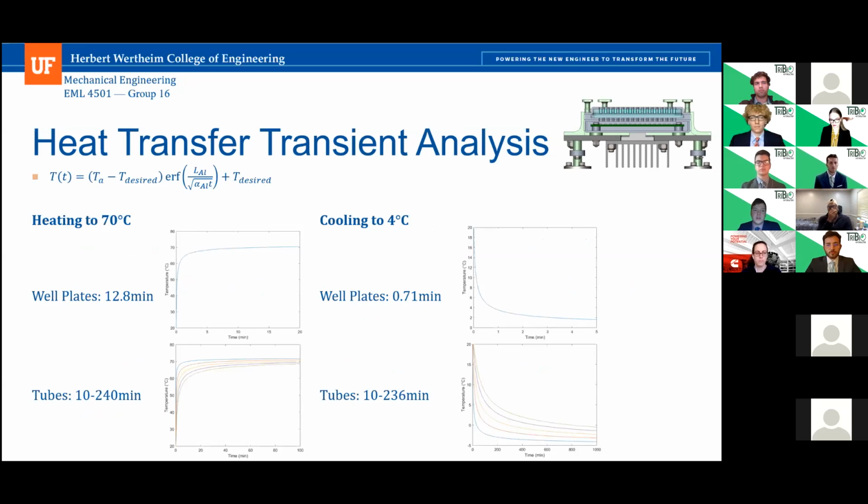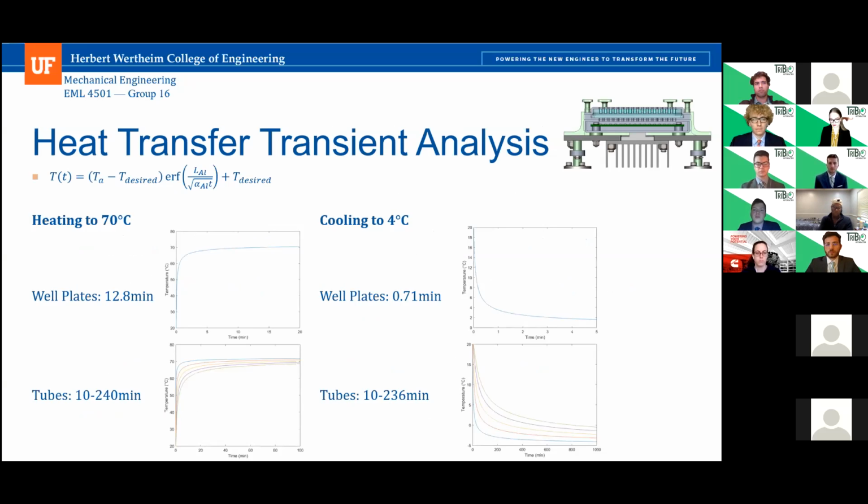Next, a transient analysis was performed to see how long the well plates and conical tubes would take to heat and cool to the maximum and minimum temperatures respectively. It was found, using a semi-infinite solid approximation with a constant boundary temperature, that the well plates take approximately 12.8 minutes to heat and 0.71 minutes to cool.